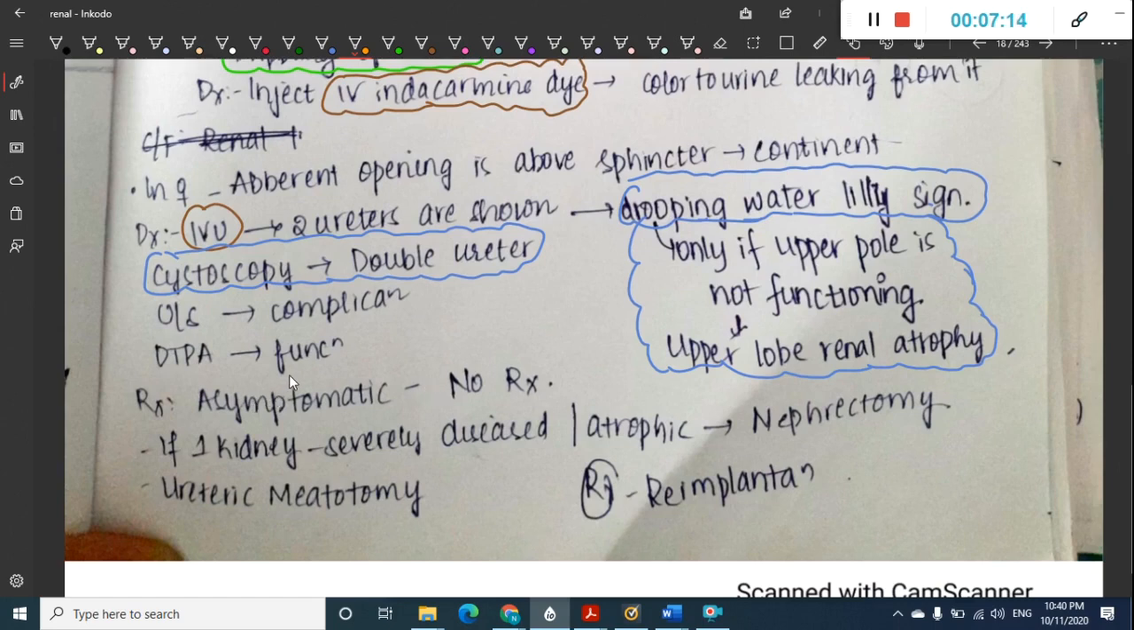If the patient is asymptomatic, no treatment is necessary. If one kidney is severely diseased, atrophic or ectopic, then you should do nephrectomy, or else there is nothing to do in this case. Treatment is, you can even do reimplantation also.